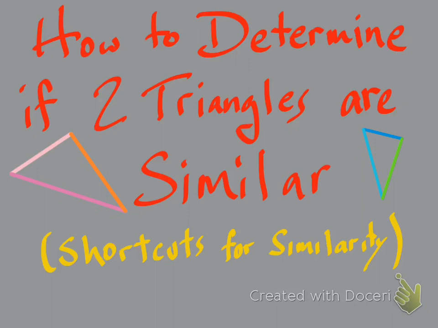This one will be how to determine if two triangles are similar. And what you'll get from this are the 3 shortcuts for similarity. All right, hopefully you've already watched the video about similar objects, geometric similarity, mostly about triangles, so you're familiar with some of the terms that we're going to be talking about in this video.